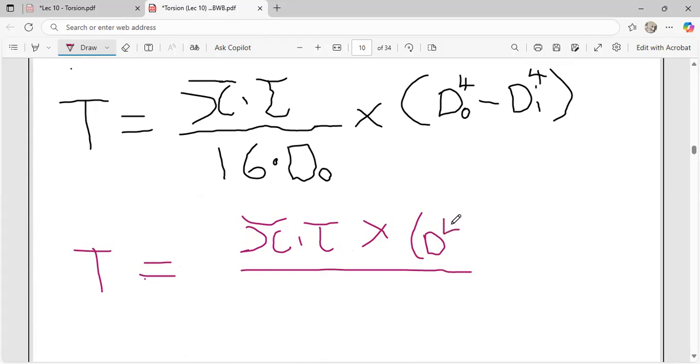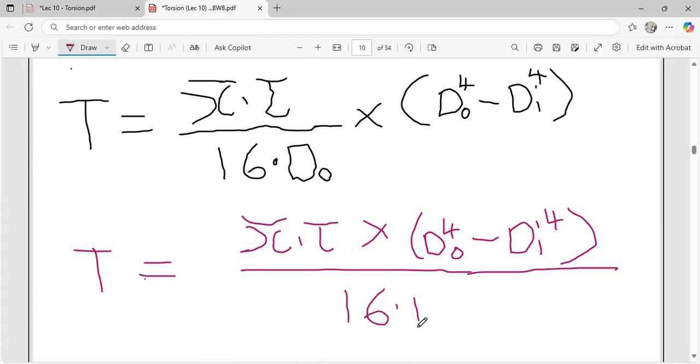Okay, this is the inner diameter. It is all the same thing. All over 16, multiplying the outer diameter.